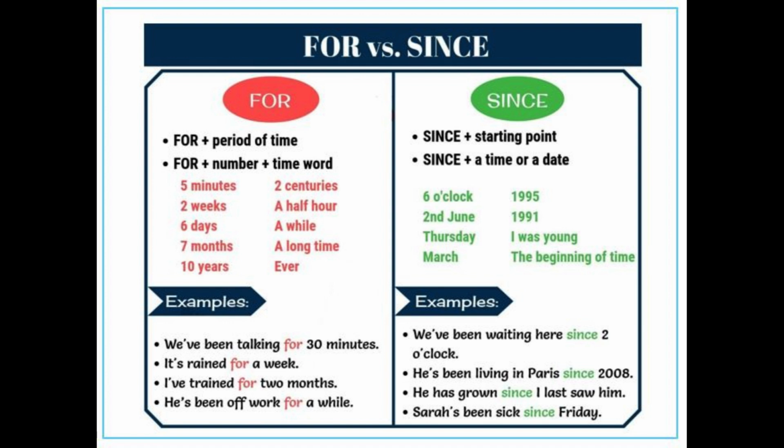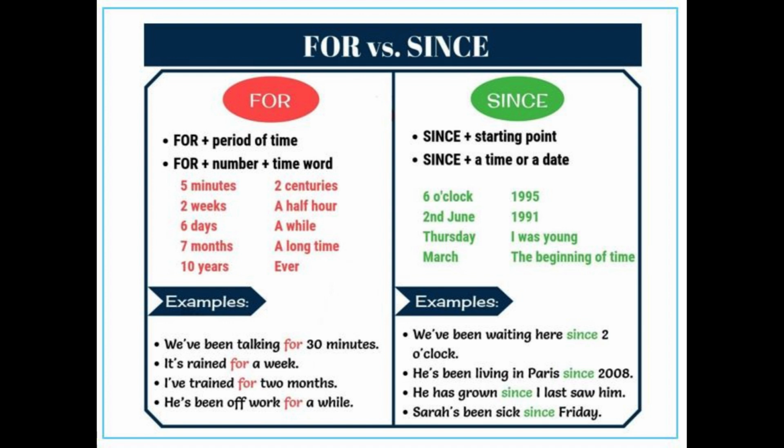So, for example, when we are going to talk about 5 minutes, 2 weeks, 6 days, 7 months, 10 years, 2 centuries, half an hour, all of these are periods or durations of time. However, when we are going to talk about specific time, like 6 o'clock, 1995, 2nd June, Thursday, March, or Christmas, Eid, my birthday, all of these things are specific times, which is why we are going to express them using since. So let's take a look at a few examples on the screen first.